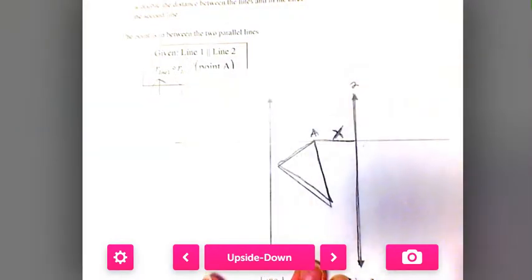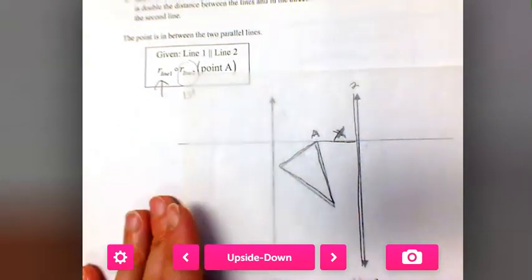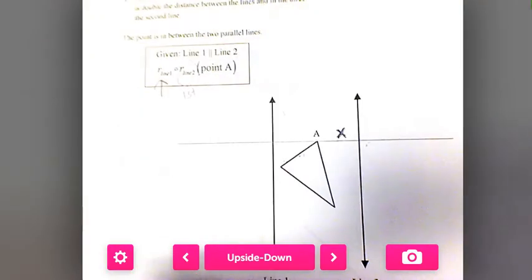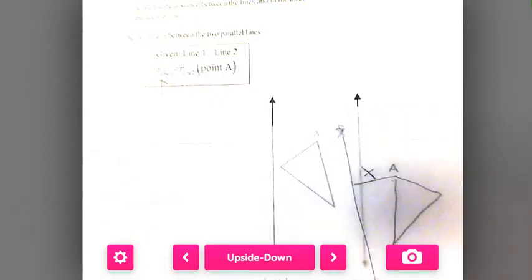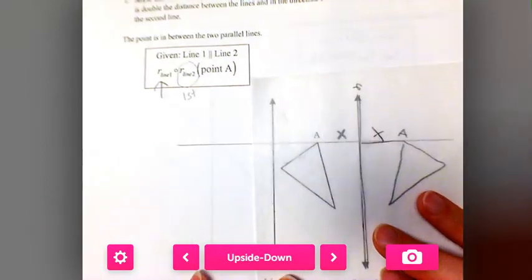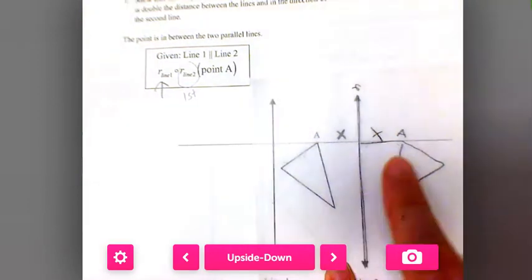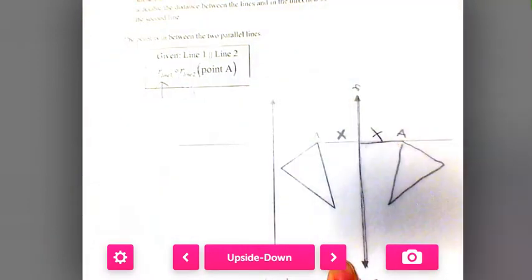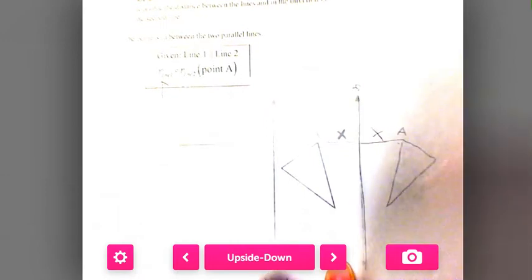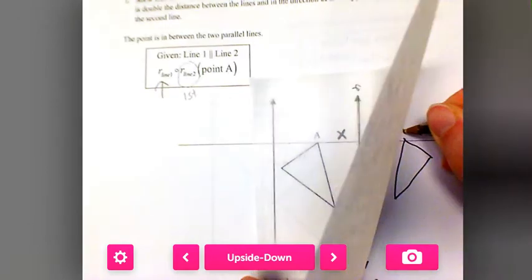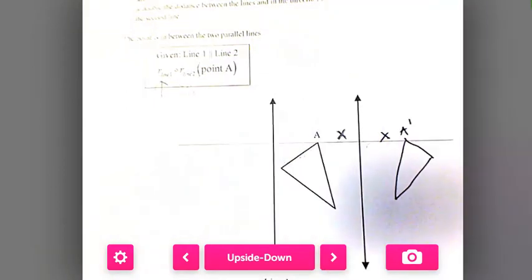And then reflect means to flip over it, right? Yes. So I'm going to pick up my patty paper, turn it over, and place line 2 on top of line 2. And that's what I'm going to trace onto there. So I'm going to make sure I have my triangle, X, and it's going to be A prime. So far, so good?